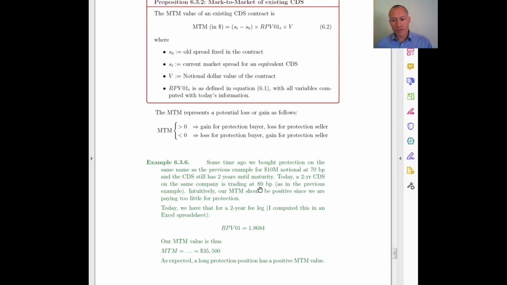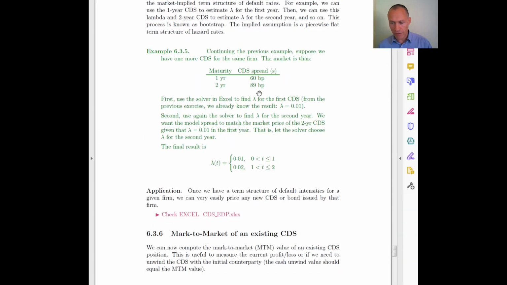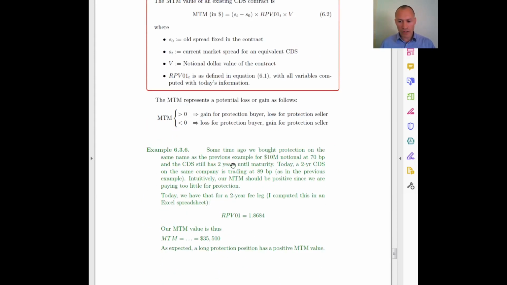Suppose the following. We're going back to this simple example that we have here. If I look at the market right now, and I want to buy protection on this underlying firm, these are the prices I get. Protection for 1 year costs 60 basis points. Protection for 2 years costs 89 basis points. So this is the market right now. But let's assume that some time ago I bought protection on that same underlying for 70 basis points. And at this moment, this CDS that I bought sometime in the past still has 2 more years to go. So what I can do now is compare this CDS that I have with what I would get in the market right now.